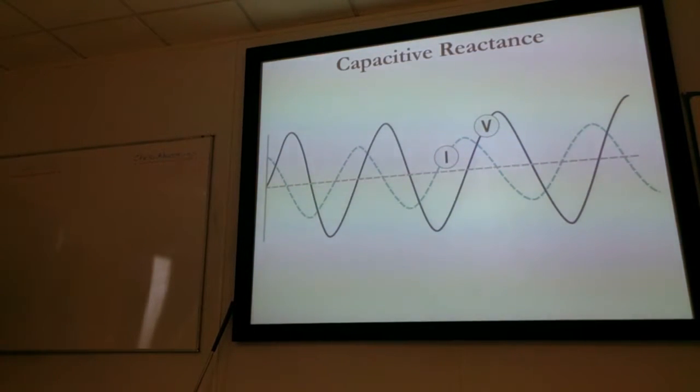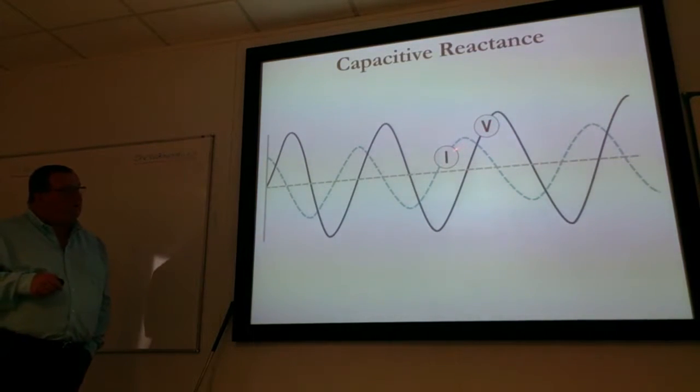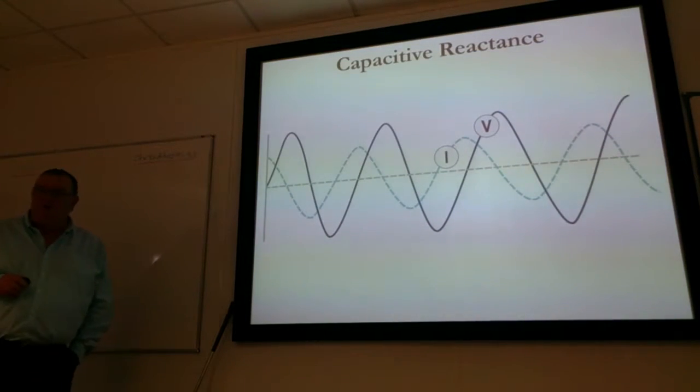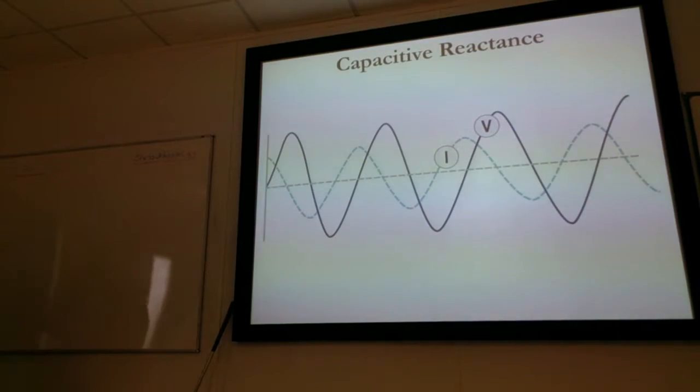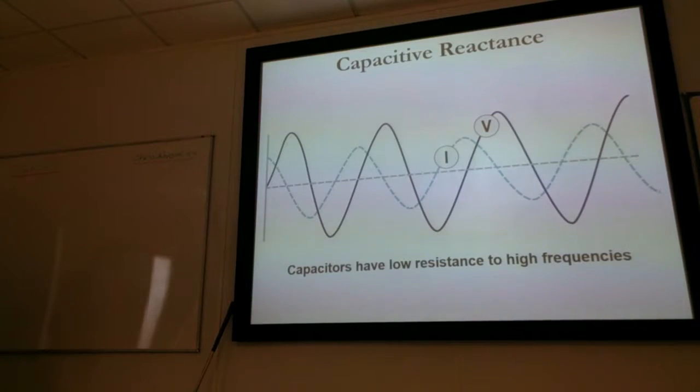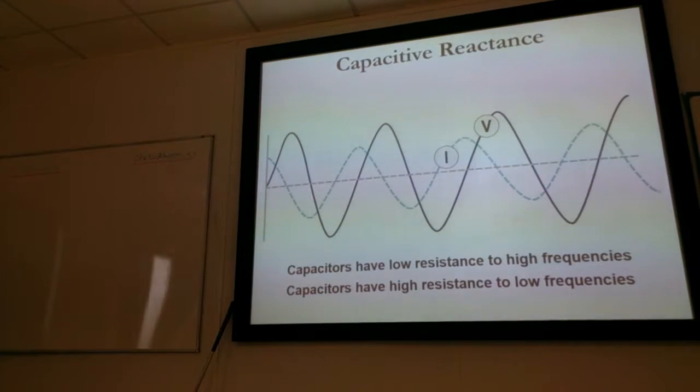And in a purely capacitive AC circuit, what you're going to get is the effect of shifting the current and the voltage out of phase. So literally, the voltage and the current are no longer in phase because of this thing called capacitive reactance. And I hear you saying, so what? What's that going to do to affect me? Stick with me and I'll show you where it takes you with capacitive reactance. The fact is that the current and the voltage are out of phase. Capacitors have low resistance to high frequencies. So logically they also have high resistance to low frequencies.